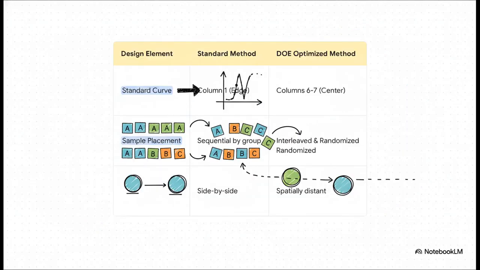So what was the secret sauce? This is basically the cheat sheet right here. They made 3 dead simple changes. 1. They moved the standard curve from the sketchy edge column into the stable center. 2. They stopped running samples one group at a time and started interleaving and randomizing them. And 3. They stopped putting their replicates side by side and spread them far apart. That is it. No new equipment, no new kits, just smart thinking.